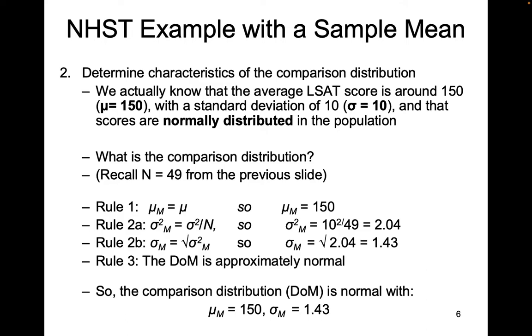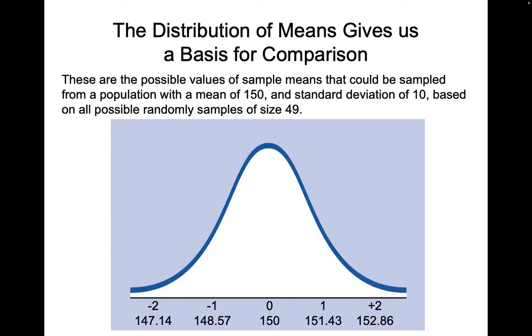Okay, so applying those rules, we can say that our comparison distribution is a distribution of means. It's normal with a mean of 150 and a standard deviation of 1.43. Now, it's really useful to have this comparison distribution because we have a basis for comparison. What this distribution of means tells us are the possible values of sample means that could be sampled from a population with a mean of 150 and a standard deviation of 10 based on all possible random samples of size 49.